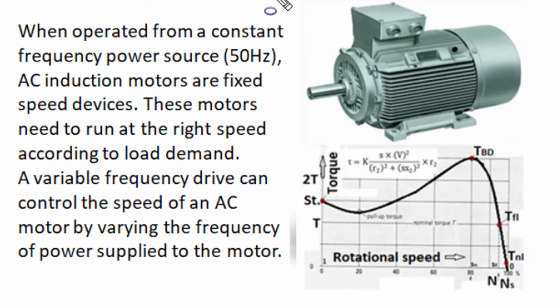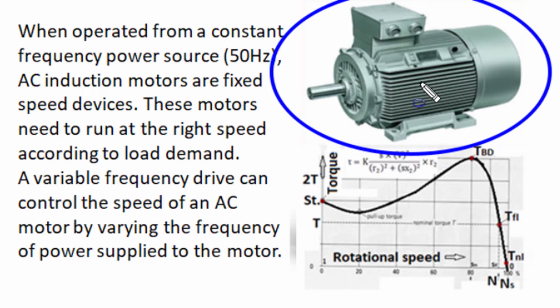Let's start. This squirrel cage 3-phase induction motor is the most rugged, economic and almost maintenance-free industrial electric motor. Its operation is very convenient and its performance is also very good. But when operated from a constant frequency mains power supply, that's 50 Hz, such AC induction motors are almost fixed speed motors, and their inherent speed regulation from no load to full load is just 5% of their synchronous speed.